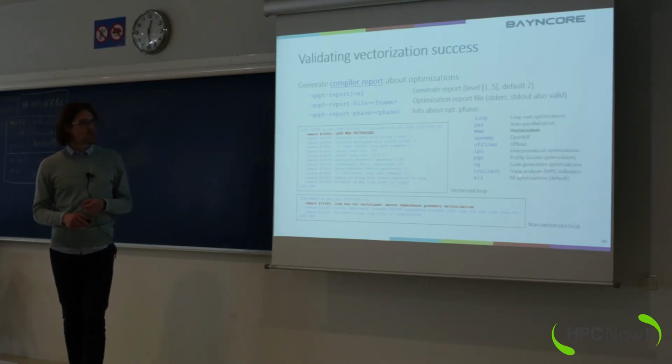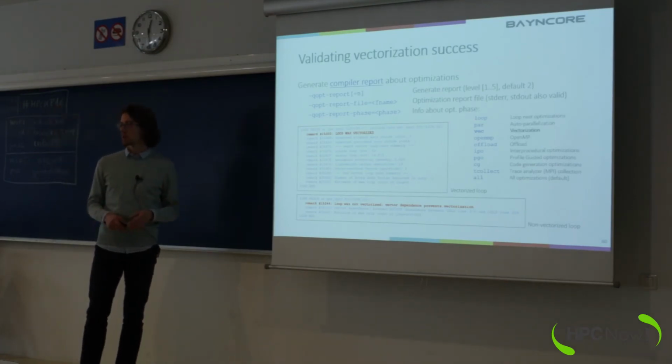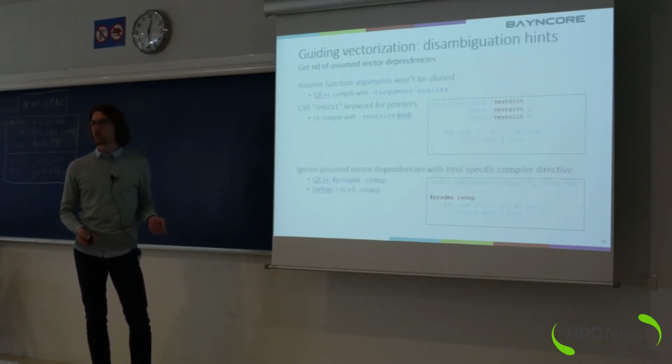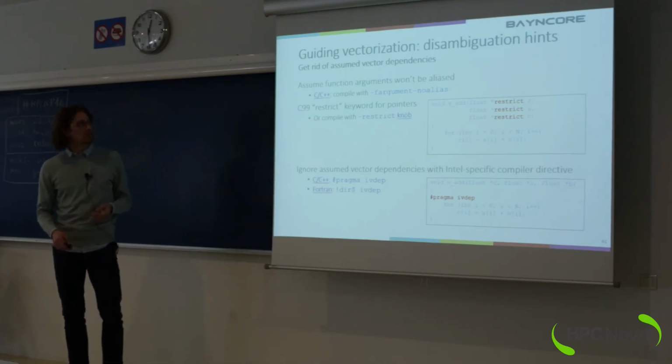You can also use a trace analyzer to collect MPI traces, or you can have all of the information, but this will really expand the output quite a lot. This is quite helpful to learning what the compiler is doing, why it is not working as expected, and what I could do, for example, to enhance my code.